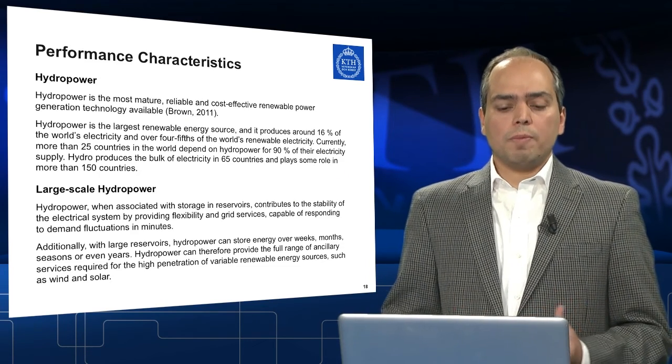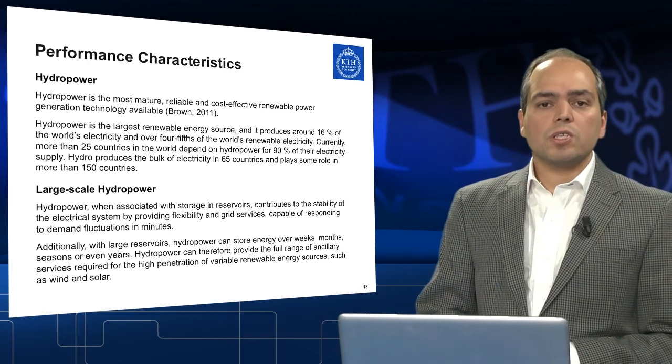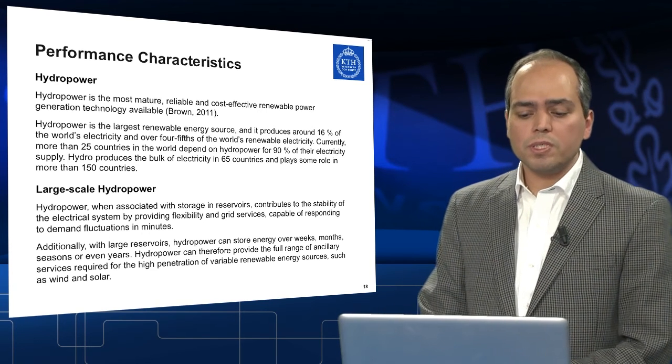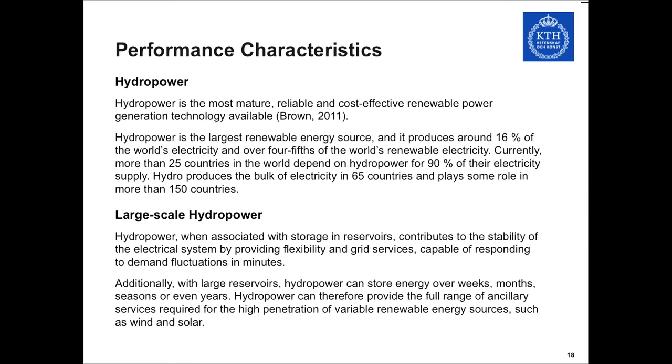So I would like to wrap up this session with just highlighting some characteristics of hydropower. Hydropower is the most mature, reliable, and cost-effective renewable energy technology available. And hydropower is the largest renewable energy source, and it produces around 60% of the world's electricity. In more than 25 countries, hydroelectricity accounts for more than 90% of the electricity supply, and it is involved in electricity production in more than 150 countries.